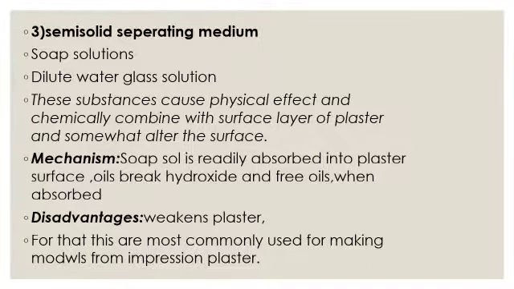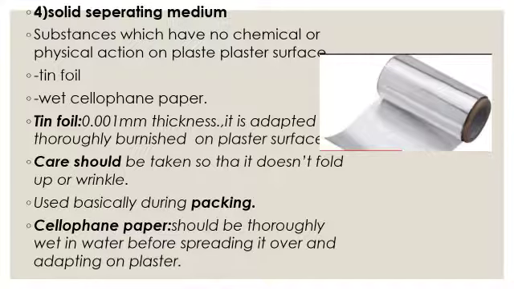Then as fourth, that is solid separating medium, substances which have no chemical or physical action on a plaster surface. Examples are tin foil, this is a solid separating medium, and wet cellophane paper. Tin foil is 0.001 millimeter thickness. It is adapted and thoroughly burnished on the plaster surface, and care should be taken that it does not fold up or wrinkle, which can distort, and usually it is used during packing. And cellophane paper should be thoroughly wet in water before spreading it over and adapting on the plaster.